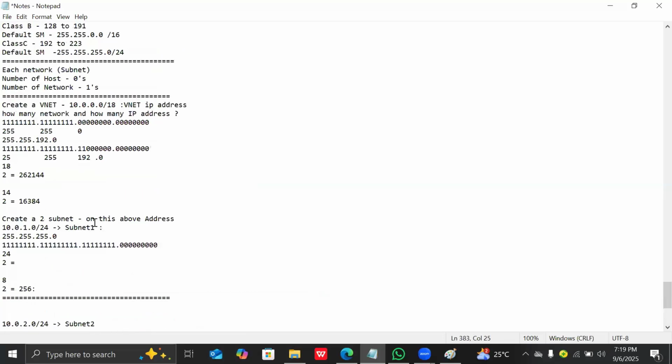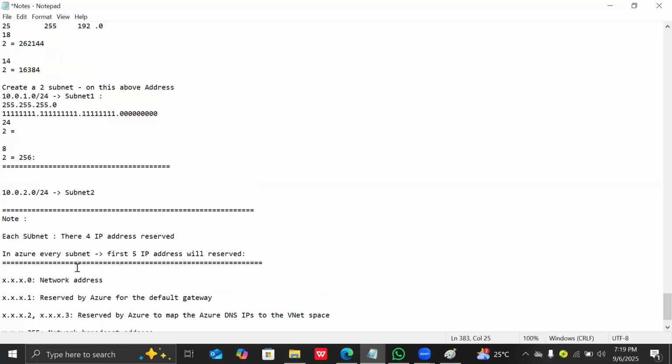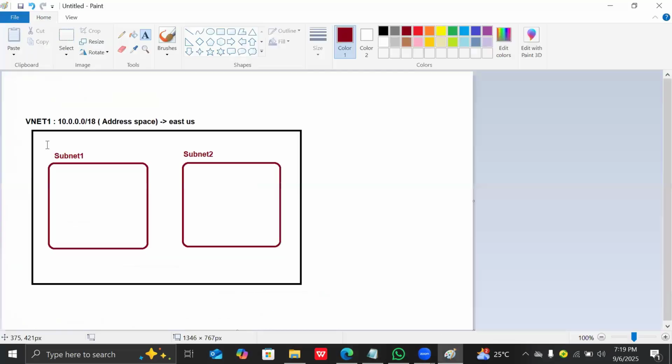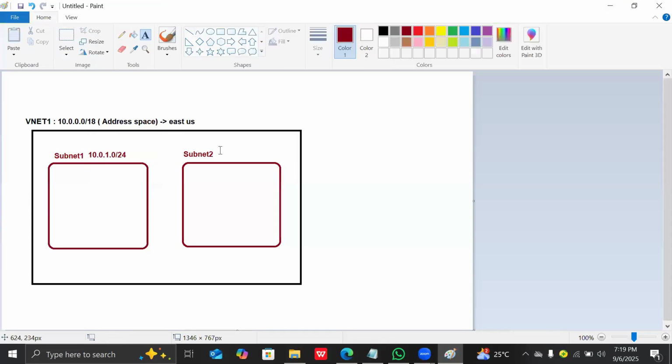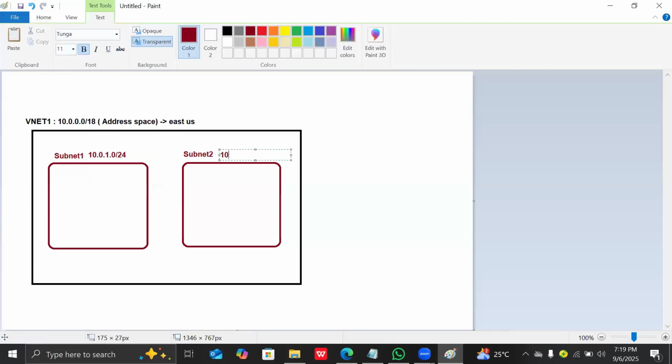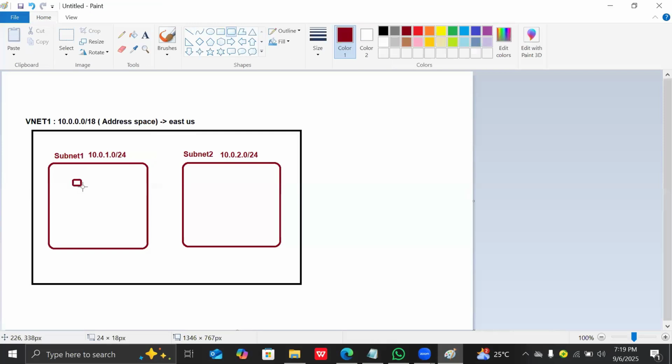So now tell me, once we build any VM under the subnet 1, if I provided for subnet 1 the IP address range 10.0.1.0/24, and if I created subnet 2 as 10.0.2.0/24, and if I created a VM here, what is the IP address of this VM? Considering the reservation of all 4 IP addresses.